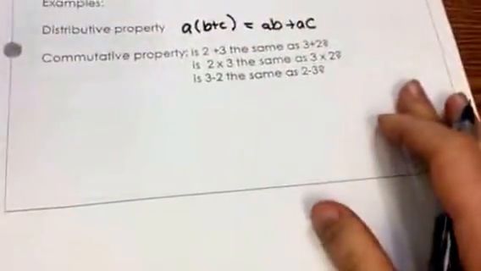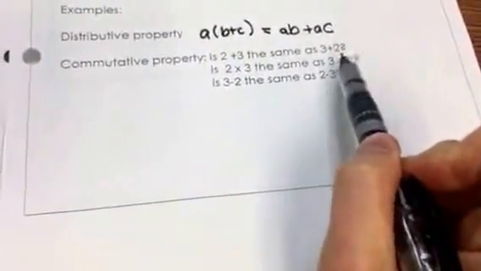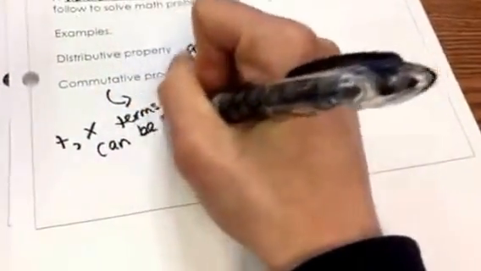Another example is the commutative property. You guys already know this. You know that 2 plus 3 is the same as 3 plus 2. That's an example of the commutative property. What the commutative property is saying is that terms, addition, multiplication terms can be in any order.